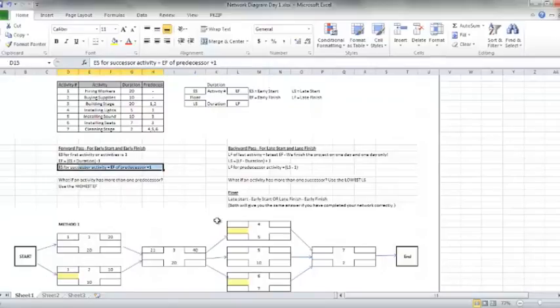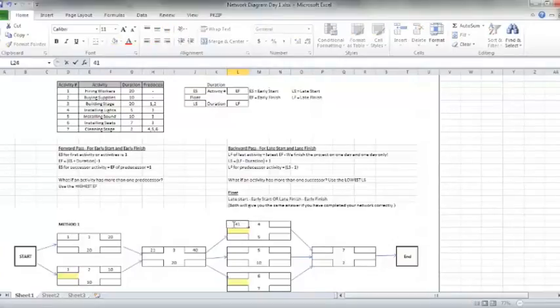Okay, so that means their early starts are equal to the early finish of the predecessor, which is 40, plus 1, which means 41. Again, the same thing, because the work ended at the end of day 40, so we pick up again at the beginning of day 41.